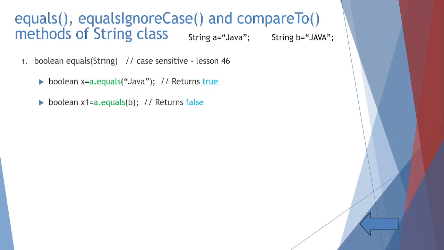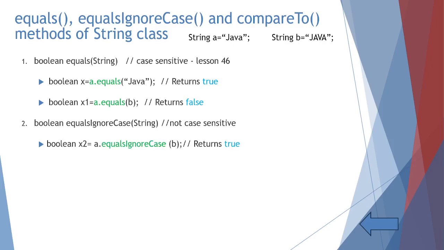Input we have taken. And in that case, we cannot use the next method, equalsIgnoreCase. Why? Because equalsIgnoreCase is not case sensitive, but we must have a case sensitive password check. Now the equalsIgnoreCase example is boolean x2 = A.equalsIgnoreCase(B), which returns true. A is "Java", J capital. B is all capitals "JAVA", still it returns true. Then the third one is the compareTo method.